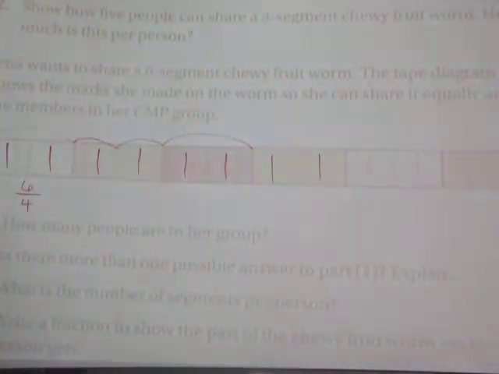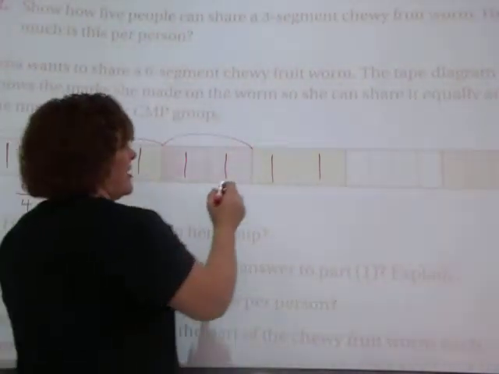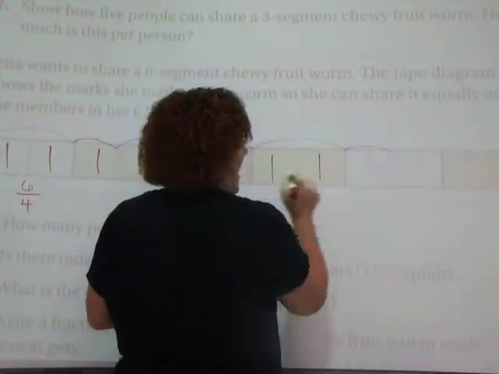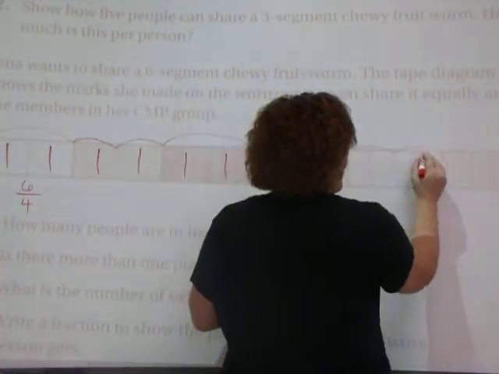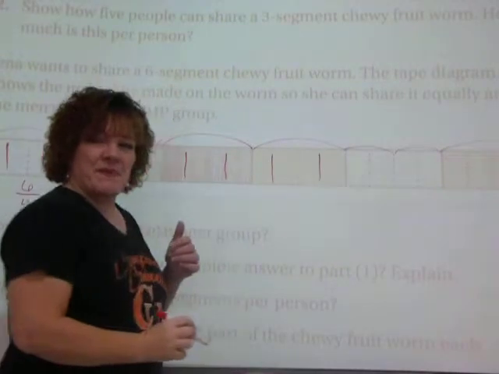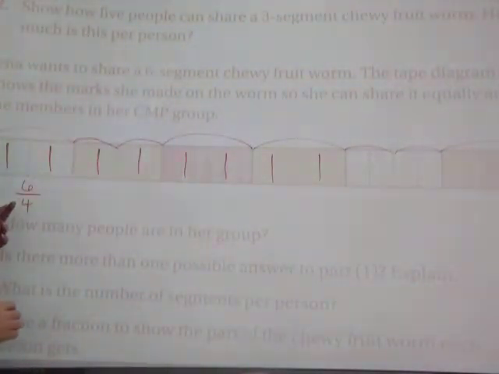That's the second 1.5. That's the third 1.5. And that's the fourth 1.5. So how many people do you think are sharing this? 4. 4 people. And that was pretty evident by the colors that they used. Not to mention we just did this whole problem in A1.